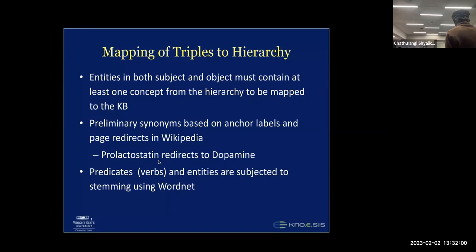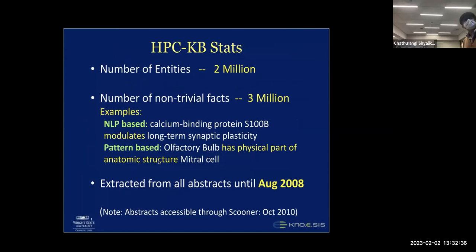I mean, you should ask the question, what will change today if you were to do this? Remember, within a matter of 2-3 months, we created a pretty useful knowledge graph of 2 million entities and 3 million relationships. How would you create that? One problem is that it's very hard to argue the quality of it, other than humans doing spot checks and looking at it. So number of entities, 2 million, number of non-trivial facts, 3 million.